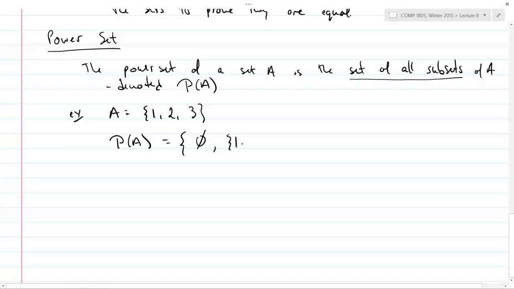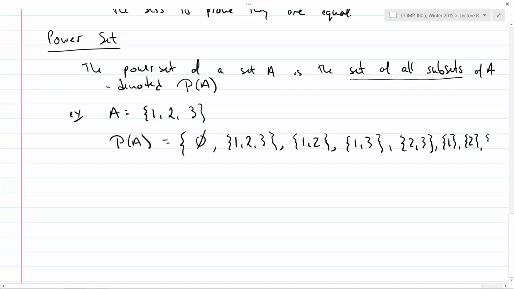A. Okay, so {1, 2, 3}. What else? {1, 2}. {1, 3}. {2, 3}. What else? Each number is a single set. So {1}, {2}, {3}. Anything else? Does anyone see any other subsets here? So the answer is no. In fact, that is it.